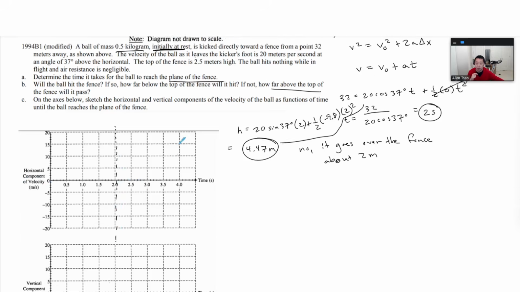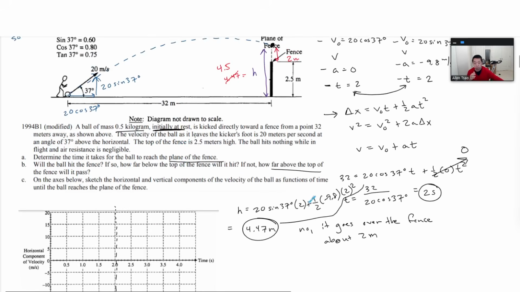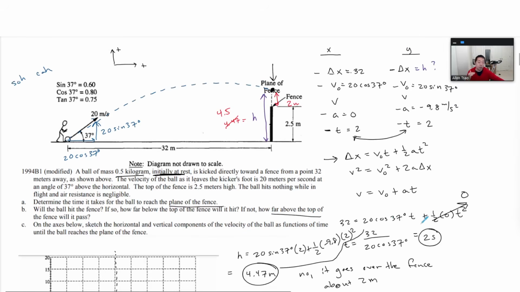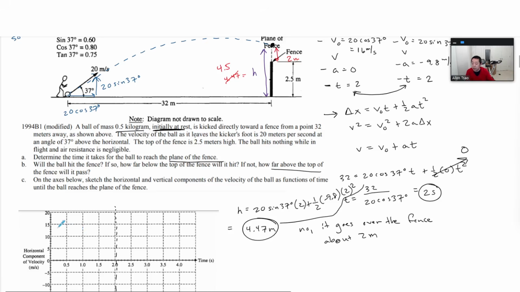Now, horizontal component of the velocity. Because the acceleration is 0, when we're doing graphs, that means the velocity horizontally is just a constant value, right? So it's whatever 27 cosine 37 degrees is. This was about 16 when I did that. So horizontally, because the acceleration is 0, we would expect the velocity to stay the same the whole time. So I would expect it to stay at 16 meters per second the entire time. And they want you to stop right here because they want it until the ball reaches the plane of the fence, which we said was 2 seconds until that happened.